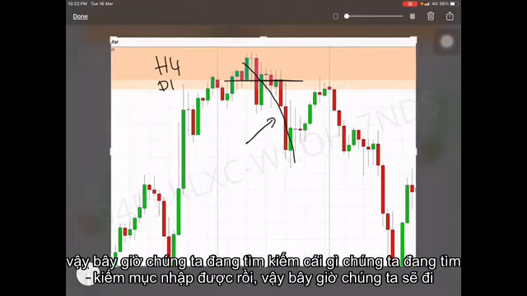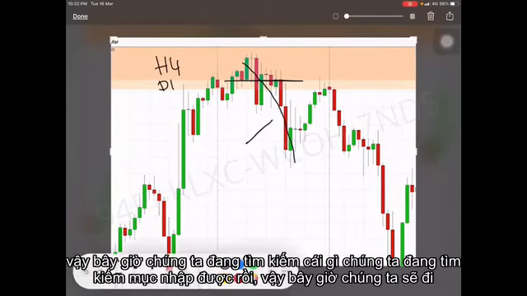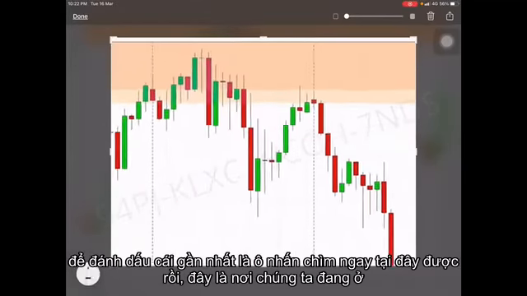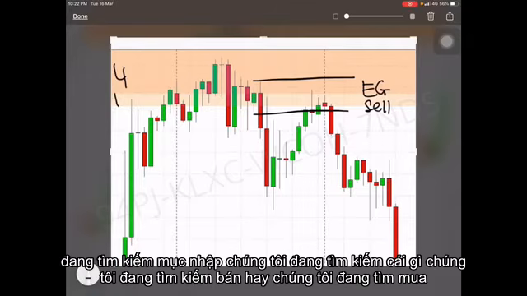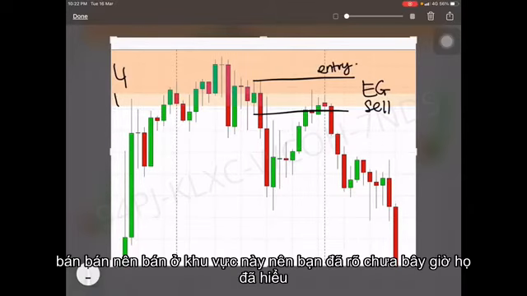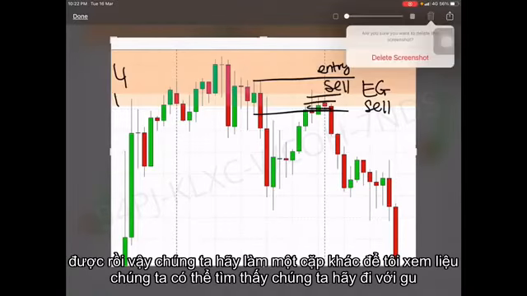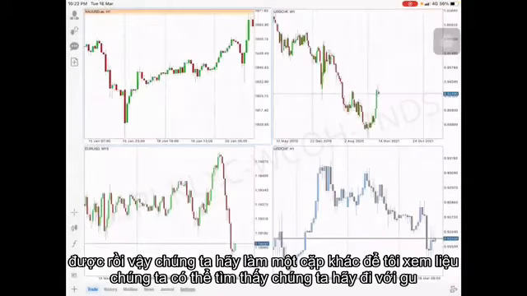Yes. So what are we looking for right now? We are looking for entry, right? Okay, so now we are going to mark the nearest one, which is the engulfing sell right here. So here is where we are looking for entry. Are we looking for sell or are we looking for buy? Sell. So sell on this area. Is it clear to you now? Do you understand? Okay, so let's do some other pair.